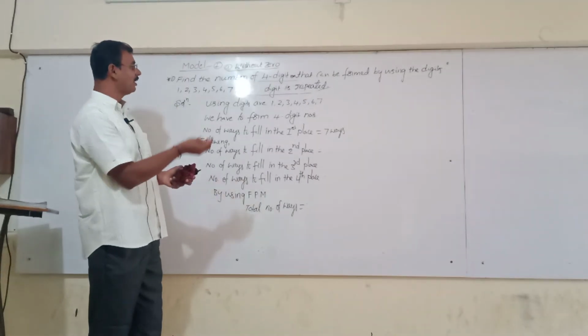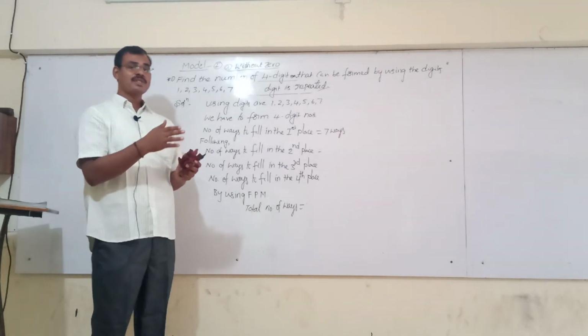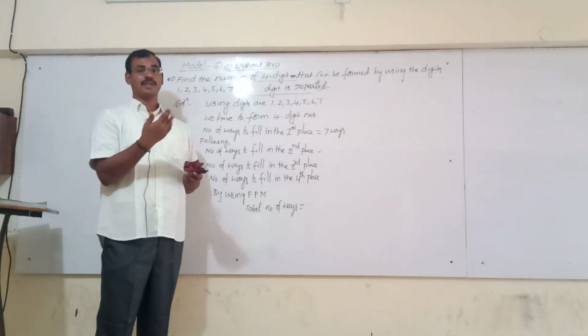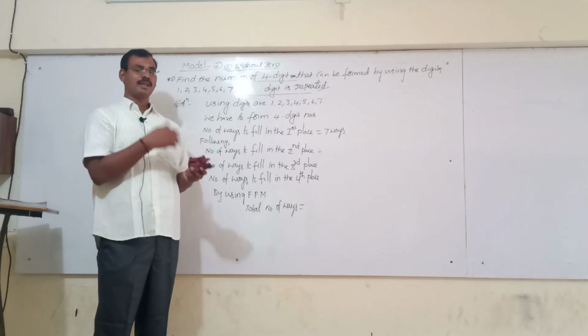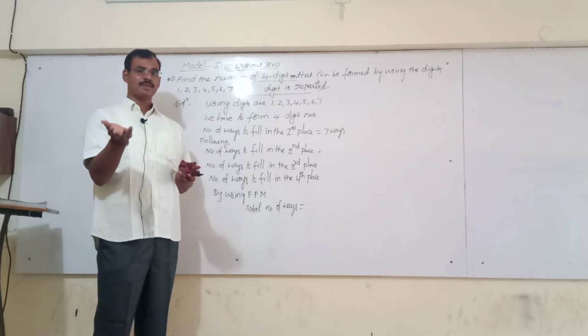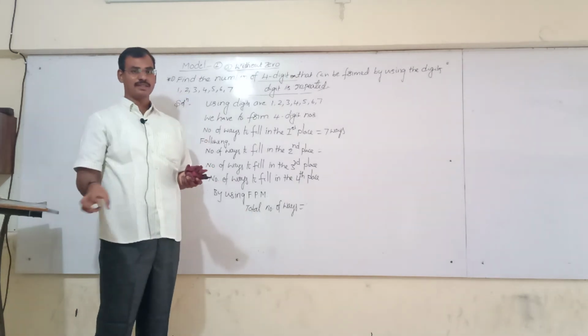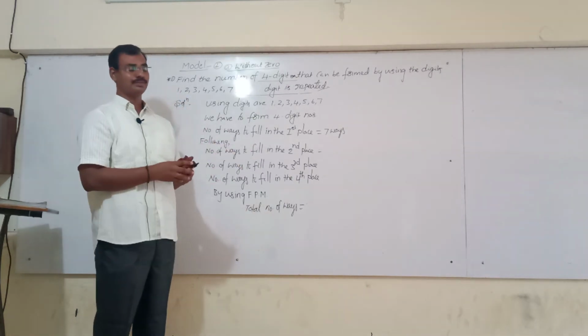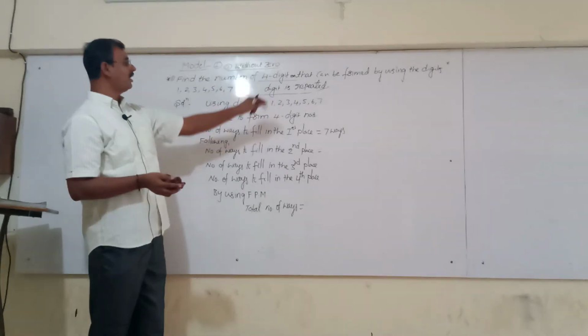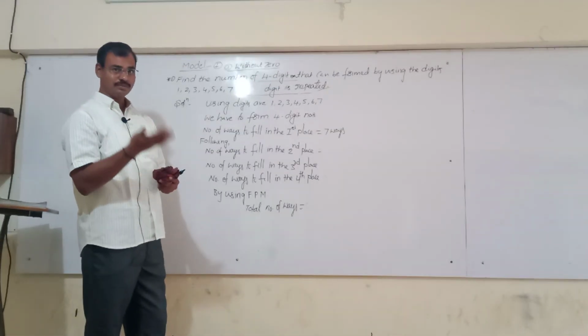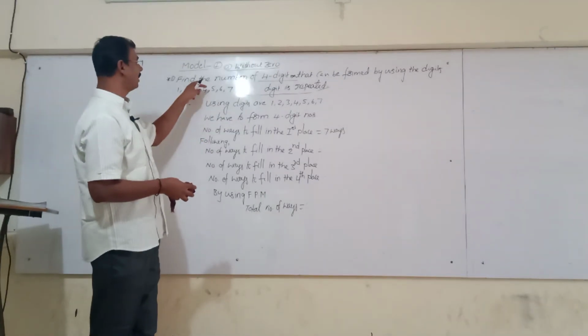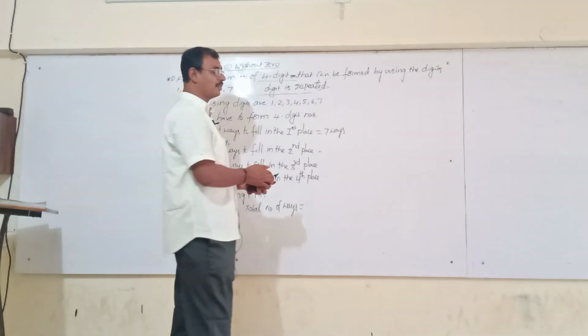So digits are repeated here. Means we have to use a number multiple times. Same number here. Suppose if it is fixed, again we have to use the same. Pick the same thing, again we have to fill. So that is called repetition is allowed. Repetition is allowed here. Find the number of 4-digit numbers.